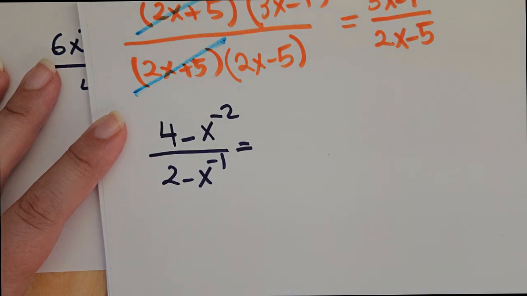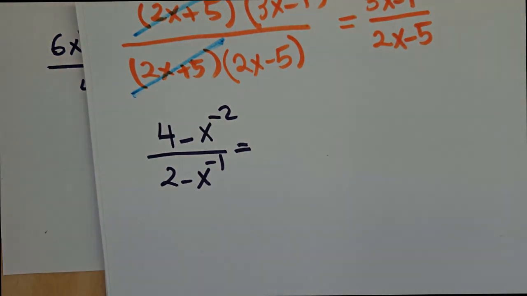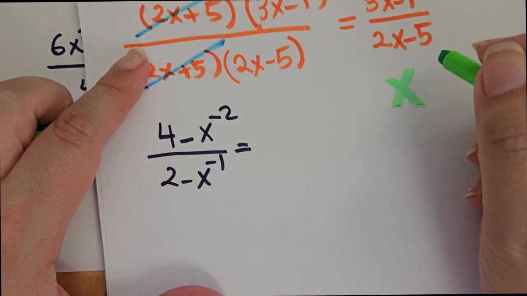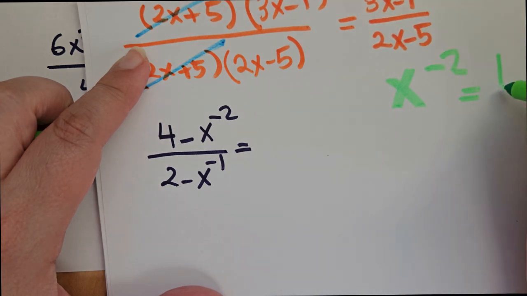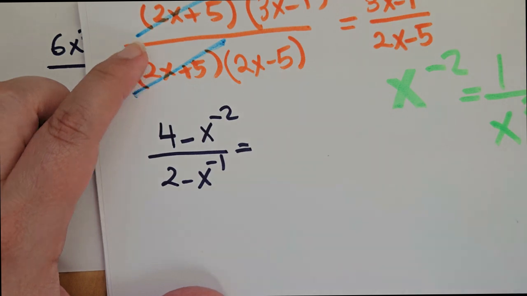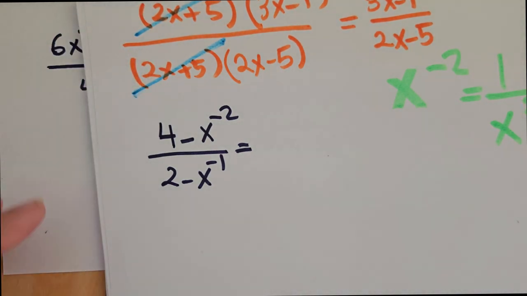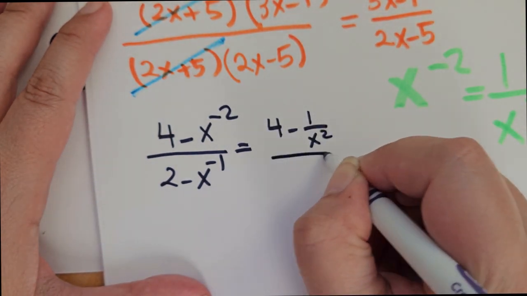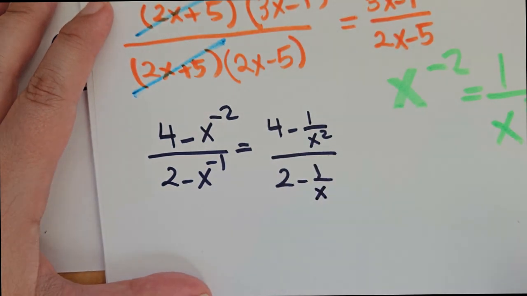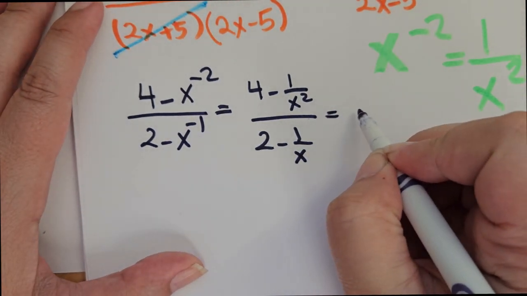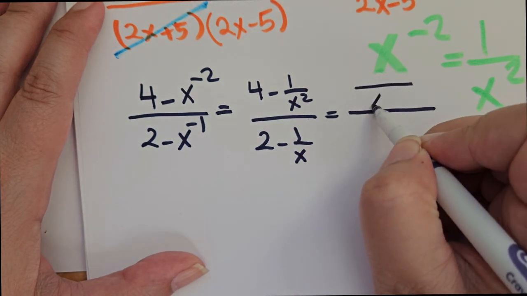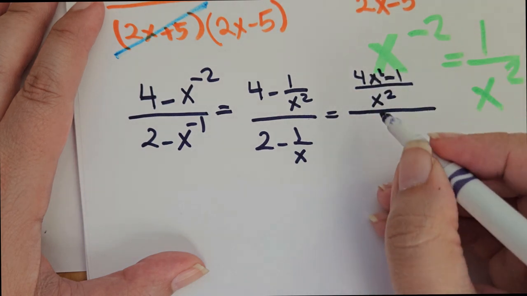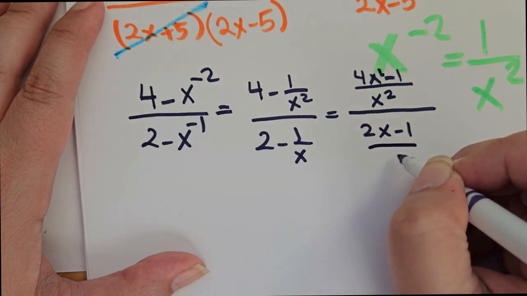Just as a reminder, on the side, this is how we deal with a negative exponent. x to the power negative 2 is 1 over the same thing with a positive power. This is what I want to do. So here 4 minus 1 over x to the power 2, and 2 minus 1 over x. So I do a common denominator here. The common denominator is x squared. That would be 4x squared minus 1. Here I have 2x minus 1 over x.